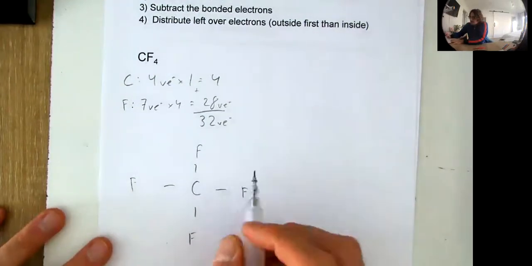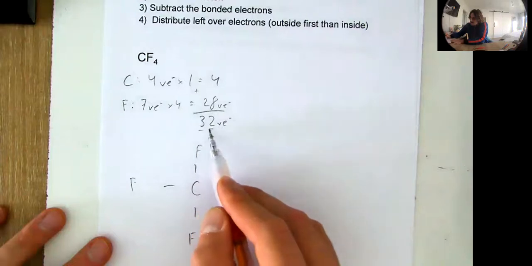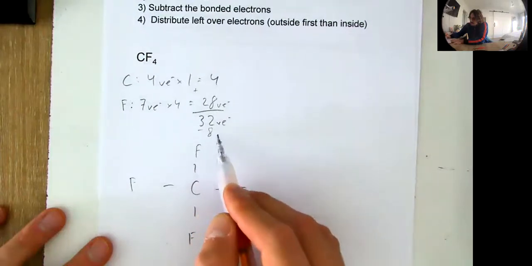How many electrons did we just draw? We just drew 2, 4, 6, 8. So let's subtract 8. And how many do we have left over that we need to draw?